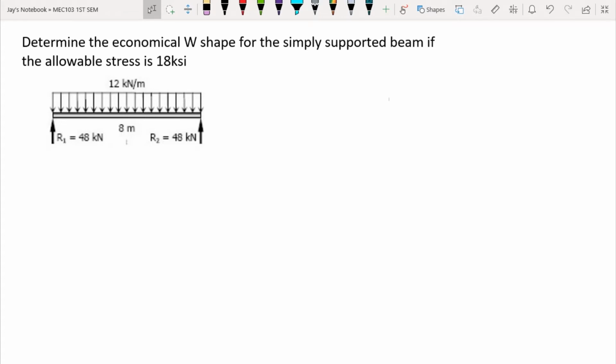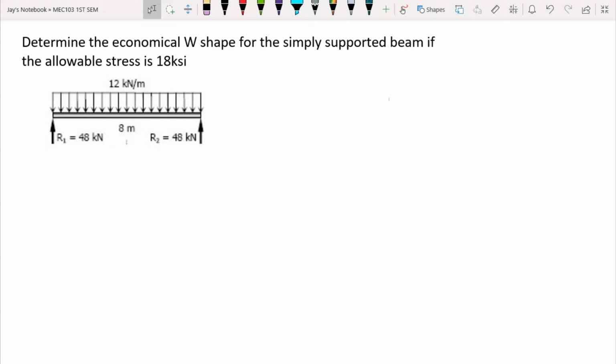Okay, since we need to compute what should be the required section given that moment and the allowable stress, using the flexural stress formula. So again, what we need to do here is to compute the maximum moment. But since this is a simply supported beam and we only have uniformly distributed load across the 8-meter length of the beam, then we are pretty sure that our moment occurs at the center of the beam, or at the midspan. But to prove that, let's try to solve it.